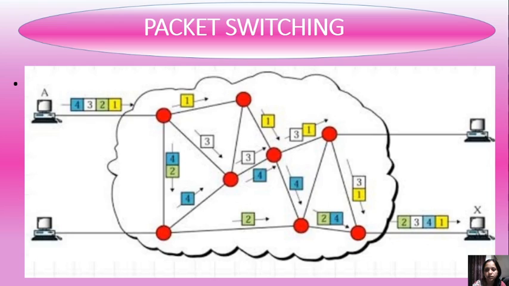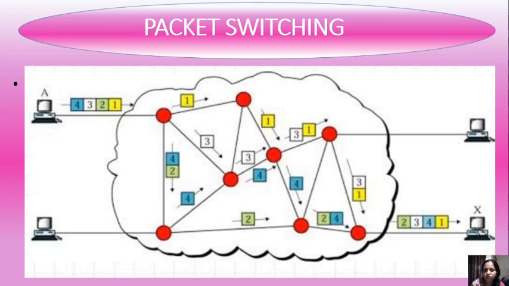Here you can see another image of the packet switching technique. At the left top corner you can see one system named A, and at the right bottom corner another system named X. It means the message will be transferred from system A to X, and you can see 1, 2, 3, 4.